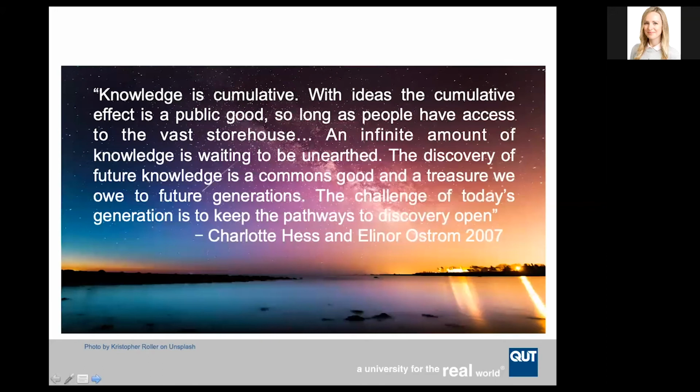And this is one of my favorite quotes that I use frequently because I think it really tells a lot about the importance of knowledge, because that's what it all comes down to, being able to give people access to knowledge and education. So: knowledge is cumulative. With ideas, the cumulative effect is a public good, so long as people have access to the vast storehouse. An infinite amount of knowledge is waiting to be unearthed. The discovery of future knowledge is a commons good and a treasure we owe to future generations. The challenge of today's generation is to keep the pathways to discovery open. And I see that as a vehicle for open publishing.